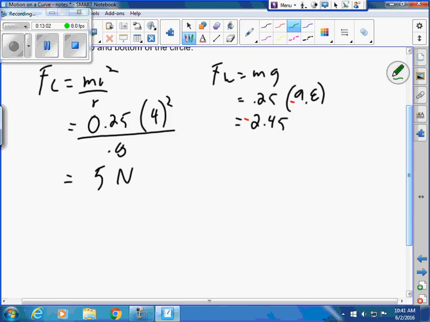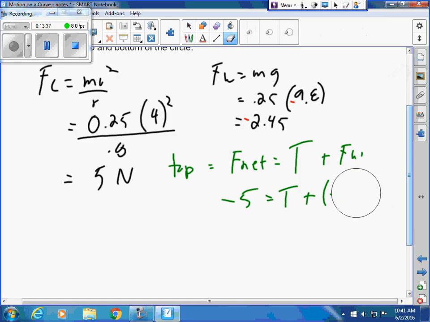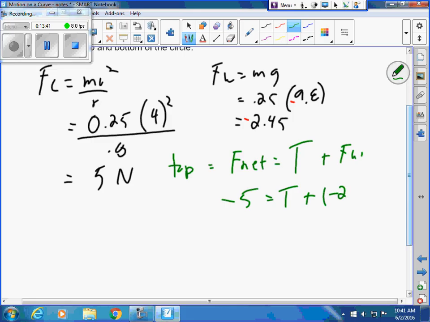Okay, so at the top, this net force is the tension plus the weight force. Now at the top, the centripetal force is directed down, so it's going to be -5. We are solving for tension in the string, and the weight force is also negative. Right? So that -2.45 goes to the left, becomes positive, and you end up with a tension of -2.55, right?